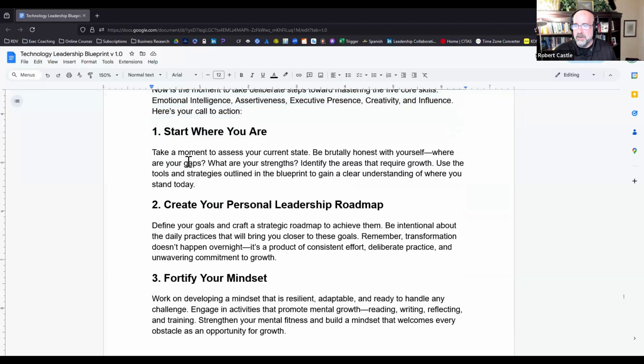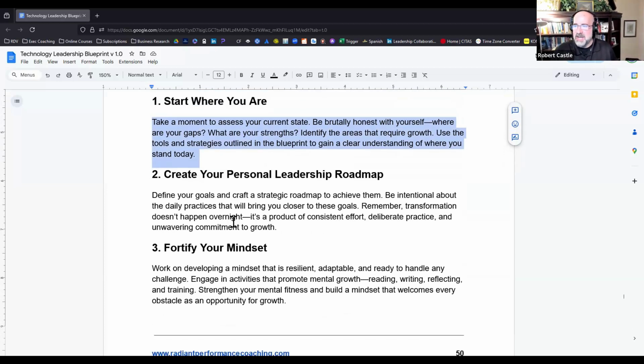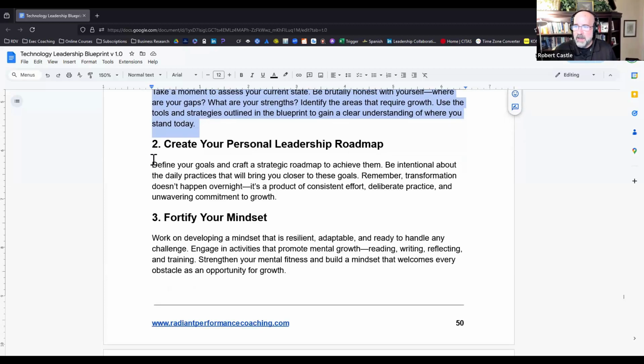So start where you are. Take a moment and assess your current state. Be brutally honest with yourself. Where are your gaps? What are your strengths? Identify the areas that require growth. Use the tools and strategies outlined in the blueprint to gain a clear understanding of where you are.